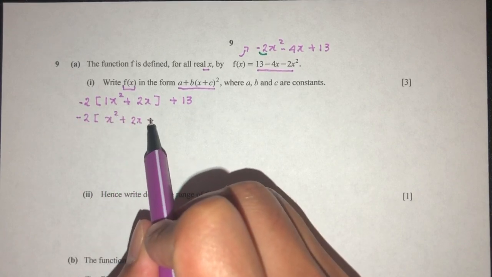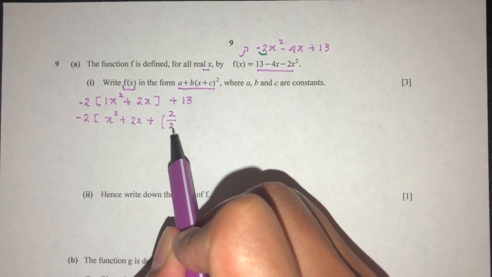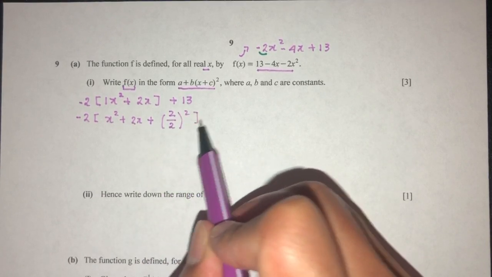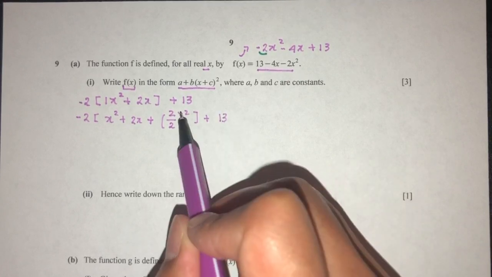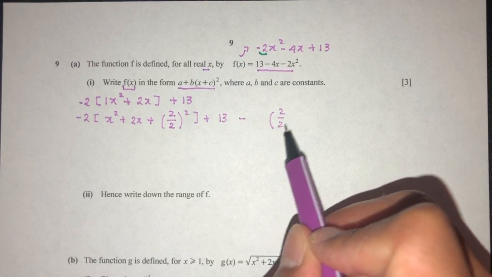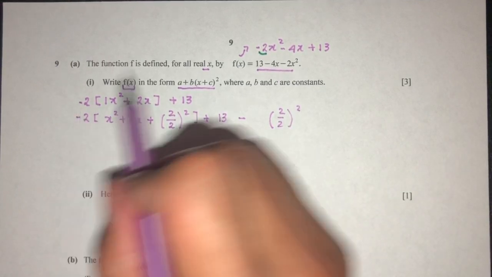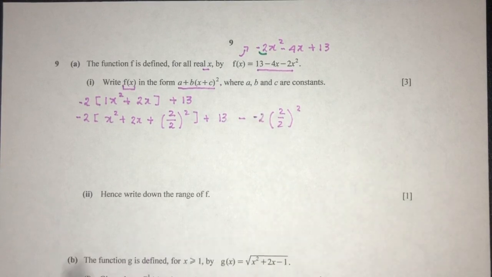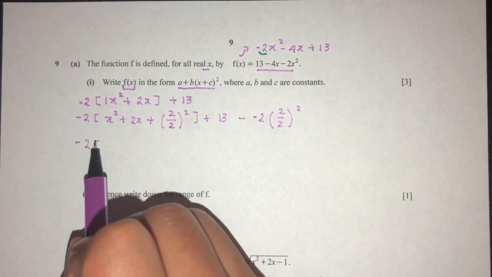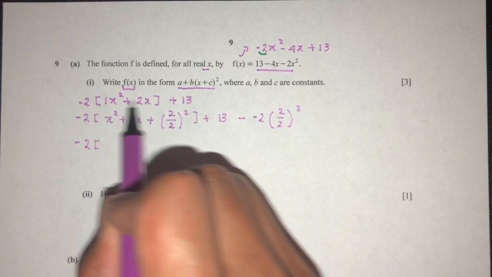Now we have to add a value here, which is 2 divided by 2, squared. Here we have plus 13. Now when you add something, you also have to subtract the same value, 2 over 2 squared. Now because it was inside the bracket, we also have to multiply it by minus 2. Now simplify, that will become minus 2, and this expression here will become a complete square form.